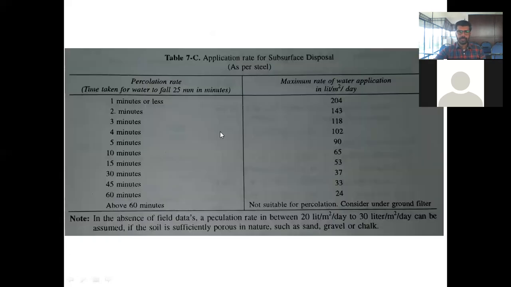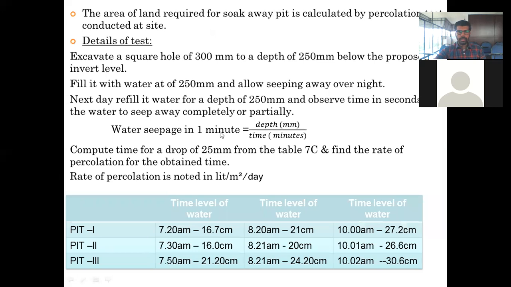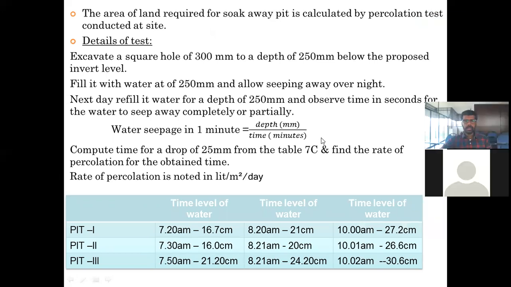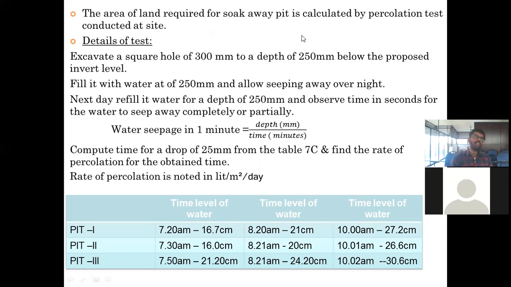Now, coming to the percolation, how to do the percolation. The area of the land required for a soak pit is calculated by the percolation test conducted at site. So now we are trying to find out the percolation rate only. Depending upon the percolation rate only, we will be finding out the dimension of the septic soak pit.